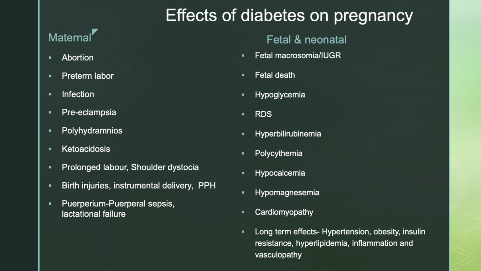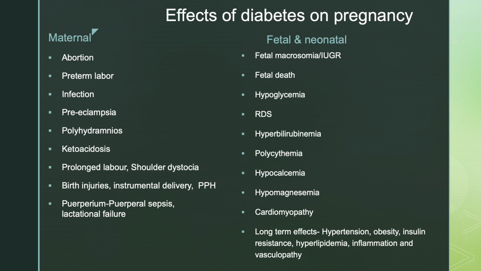Diabetes exerts its effect on pregnancy also. It has an adverse effect on both the mother and the fetus. Coming to the maternal effects of diabetes on pregnancy. First and foremost, if the woman is pre-gestational diabetic, she is more prone to abortion due to the increased chance of congenital anomaly in the fetus.